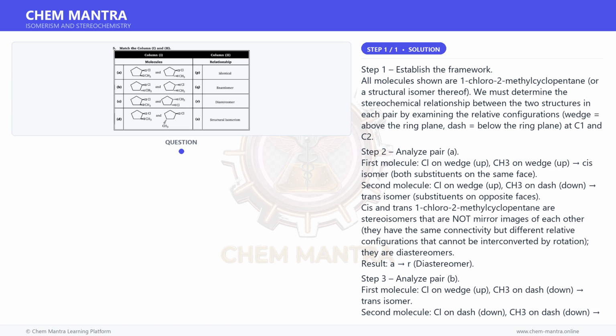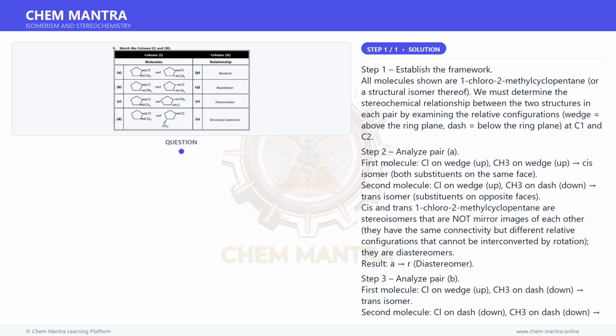Step 3. Analyze pair B. First molecule, Cl on wedge, up, CH3 on dash, down, trans isomer. Second molecule, Cl on dash, down, CH3 on dash, down, cis isomer.